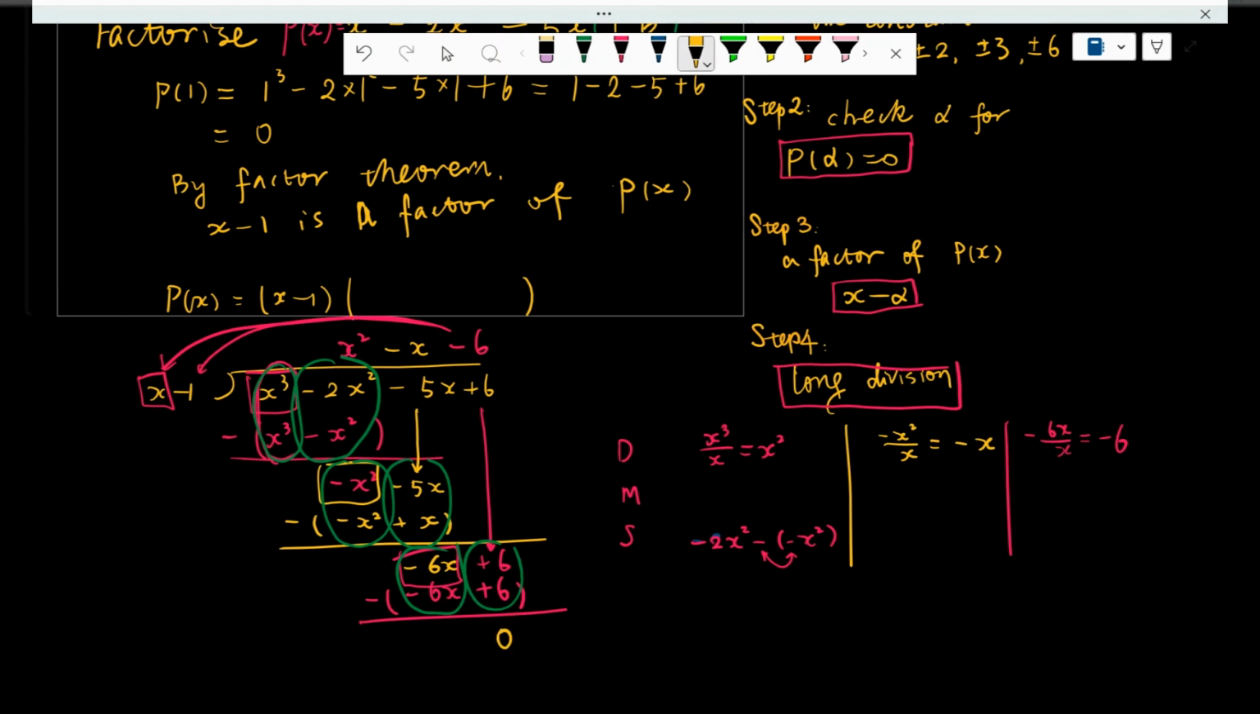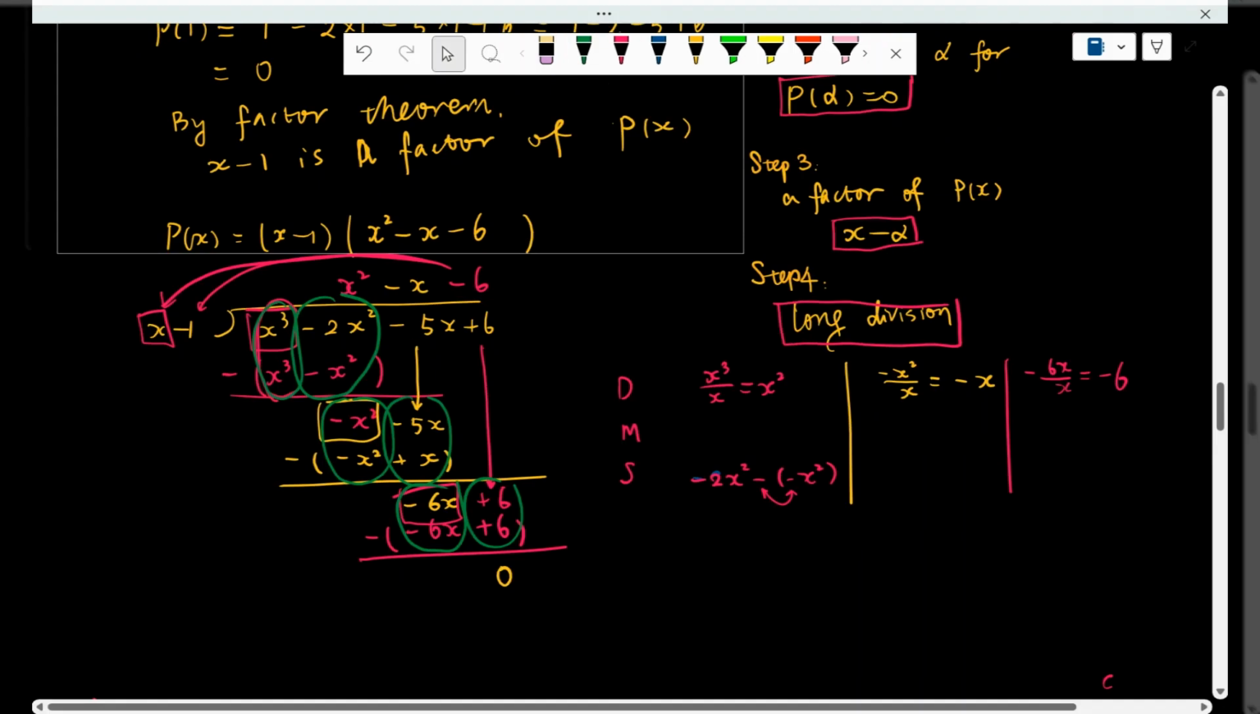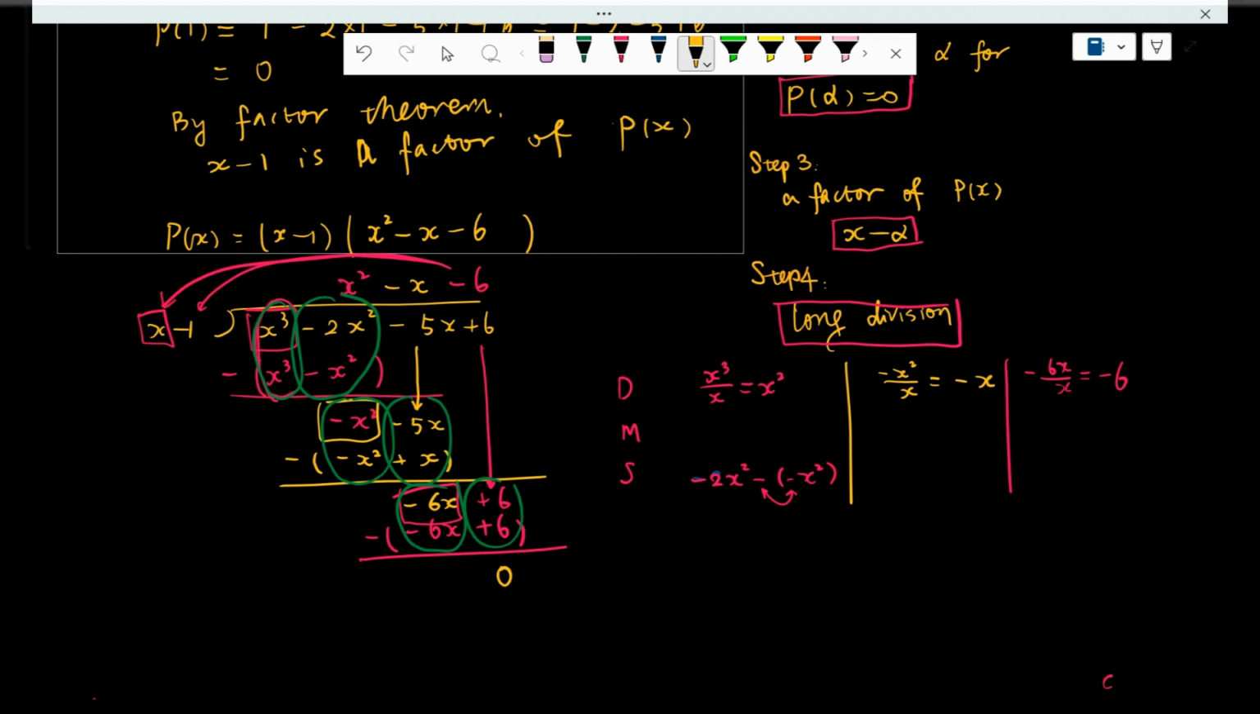It means the remainder is 0. Therefore, p of x can be expressed as x minus 1 times this quotient, and then the remainder is 0. Now we just hide this 0. Then we are going to check the second bracket, x squared minus x minus 6. It's a quadratic expression. Can this one be factorized further?